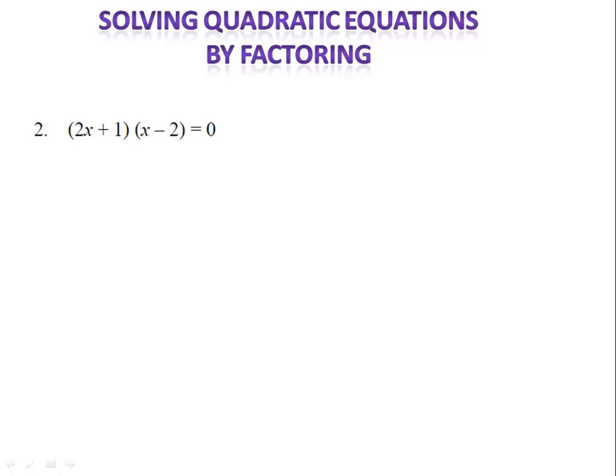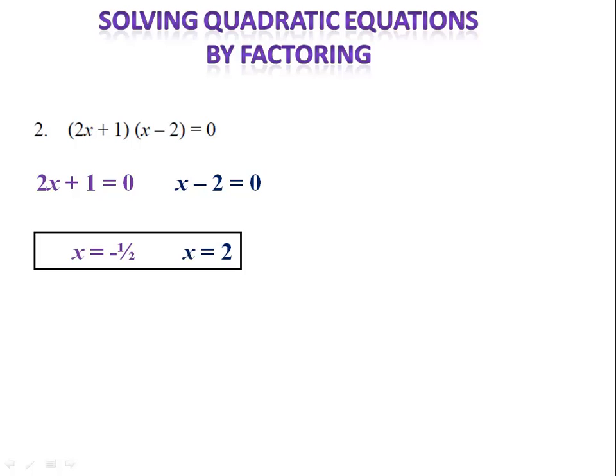Example 2 is very similar. The equation is already factored. Please pause the video here and find the solutions to this equation. Let's see how you did. We have 2x plus 1 equals 0 and x minus 2 equals 0. That gives us x equals negative 1/2 and x equals 2. Those are the solutions to the equation.